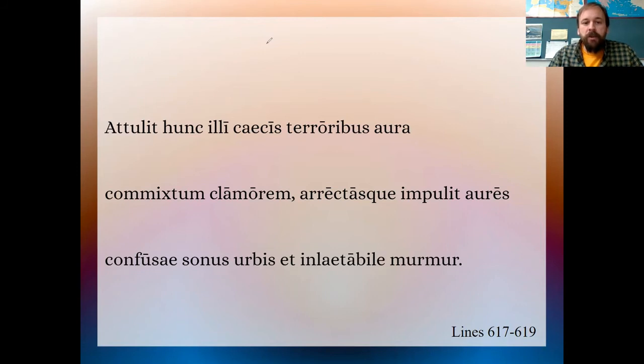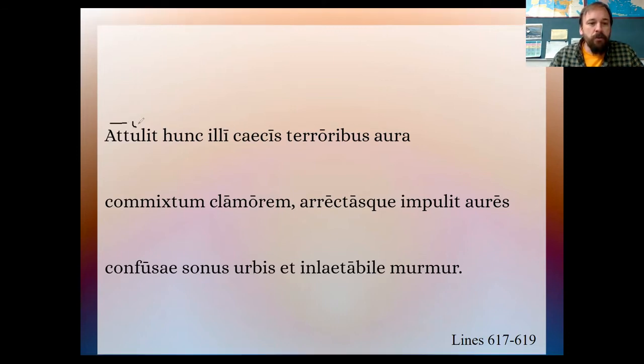Second sentence. Attulit hunc illi caecis terroribus aura commixtum clamorem arrectasque impulit aures confusae sonus urbis et inlaetabile murmur. We've got to scan it first. Let's go for it. Attulit hunc illi caecis terroribus aura. Attulit hunc illi caecis terroribus aura.